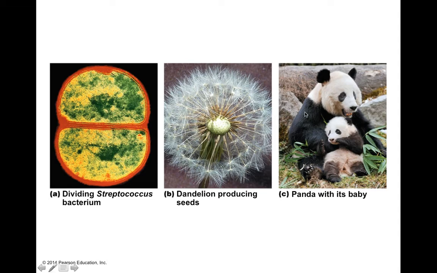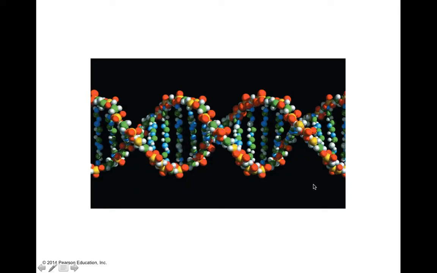And then here is an example of a mammal reproducing by creating haploid sperm and egg that then come together from parents, so from mother and father, to create a genetically unique individual here, this little panda baby.